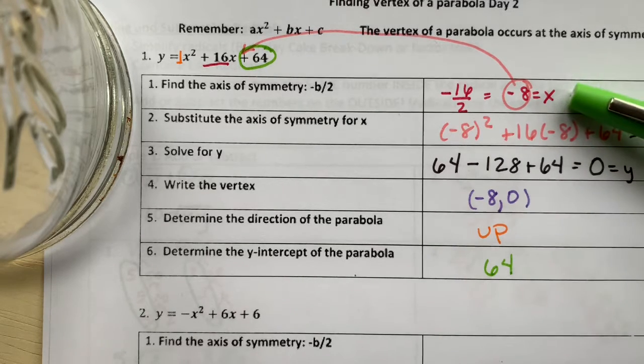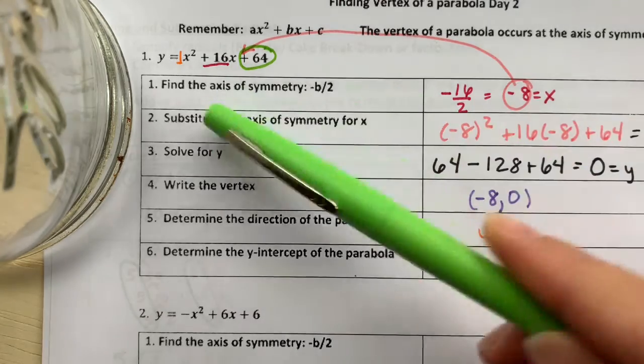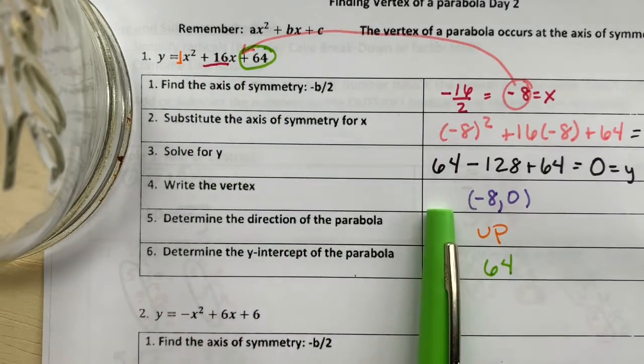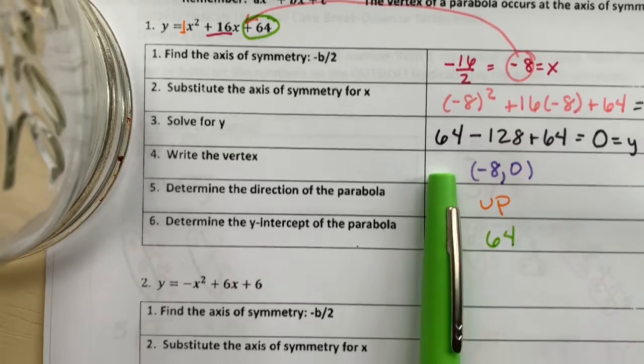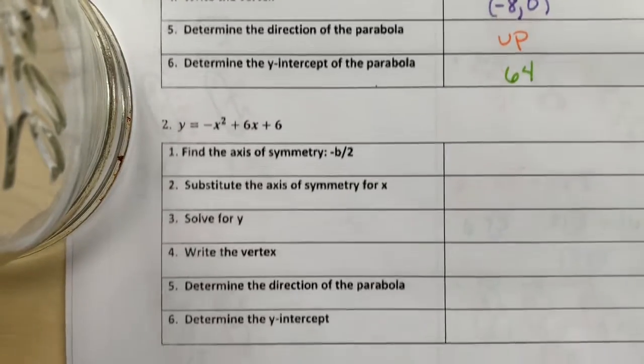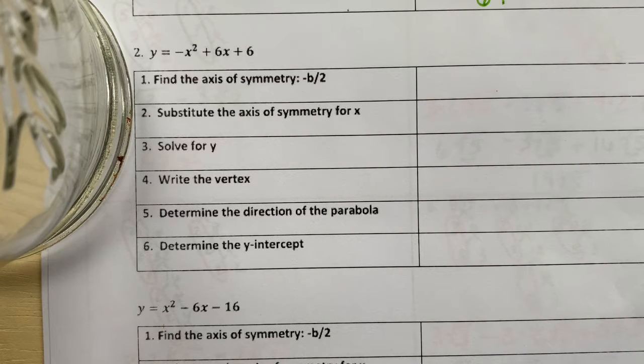So we have found our value for our x, or for our axis of symmetry. Then we've taken that number, plugged it into this equation to solve for y. Once we've done that, we've given our x, y coordinate. We've determined if our parabola is up or down and found our y-intercept. So let's look at number 2. Again, we're looking at our axis of symmetry.